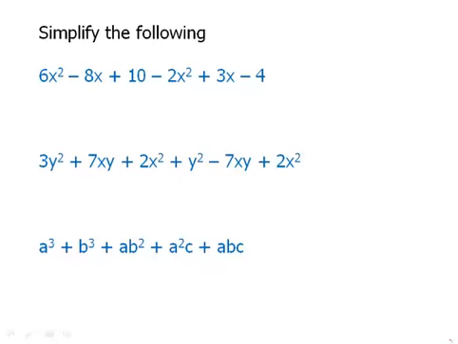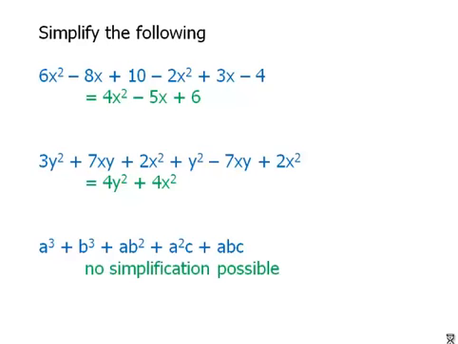In the first one, we have to group the like terms, and it simplifies to this. In the second one, we have to group the like terms, and it simplifies to this. In the third one, it turns out there's no simplification possible because no two terms are like terms. So that's as simple as it gets right there.